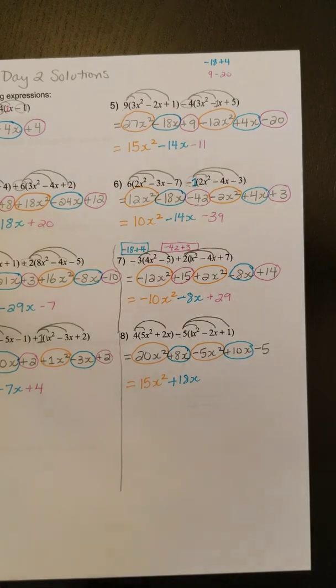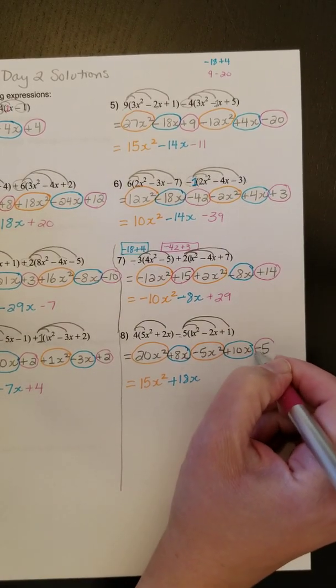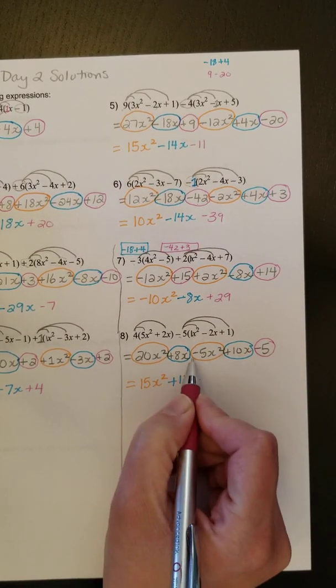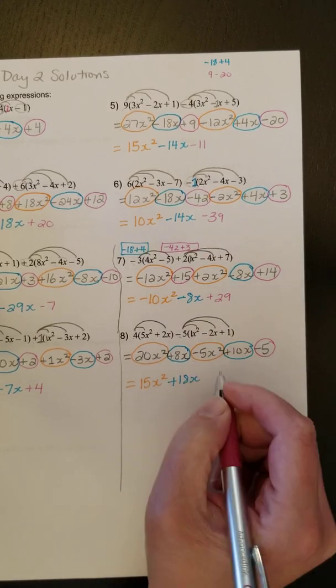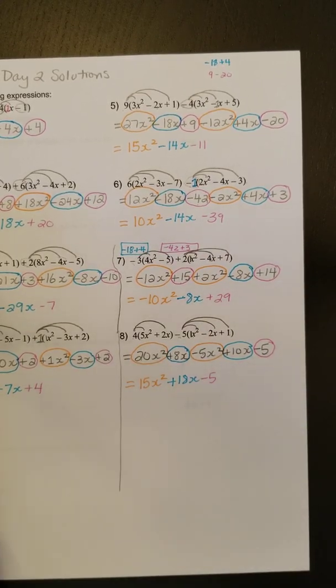And the last one, again, I've got a guy who's lonely here. There's no just number other than the minus 5. So nothing to do with it. It just stays the same.